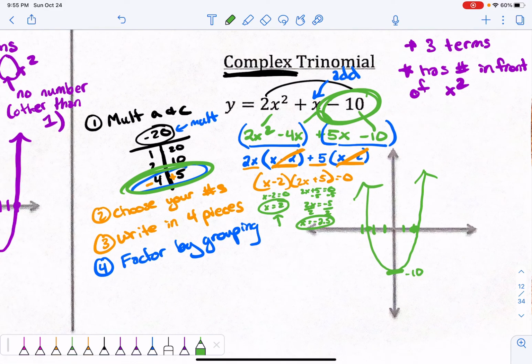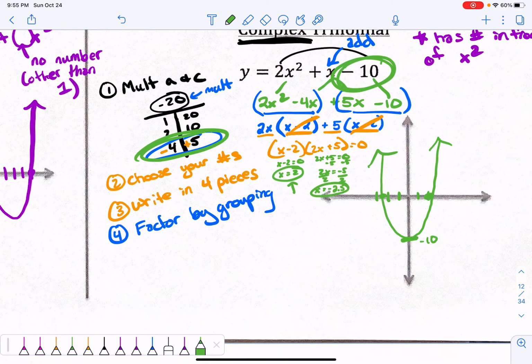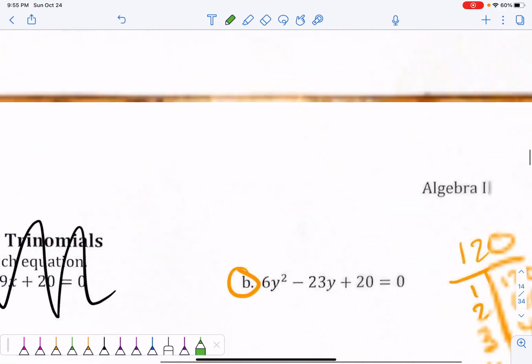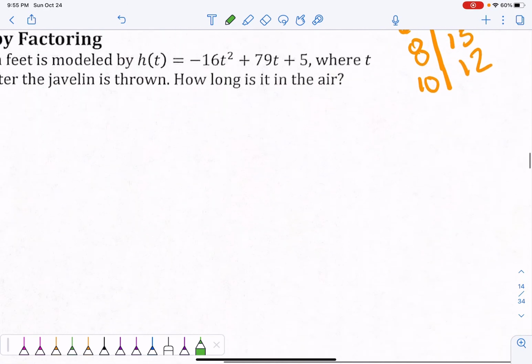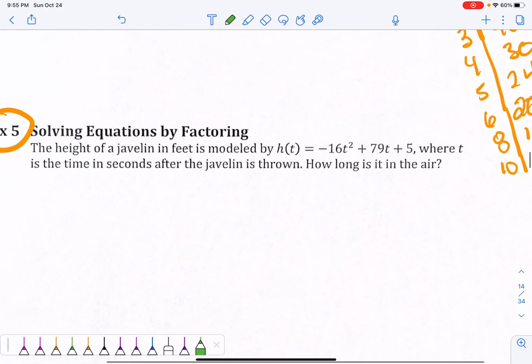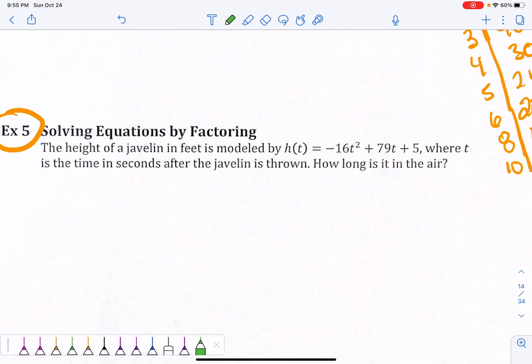Okay, let's do one more example of complex trinomial, and then I'll let you go. Okay, so complex trinomial. Let's answer this story problem down here. Solving equations by factoring. The height of a javelin in feet is modeled by this function. Since that's a negative 16, the parabola opens downward, so the javelin is going up and coming back down. This is like that projectile motion that we've talked about before. And t is the time in seconds after the javelin is thrown. How long is the javelin in the air?